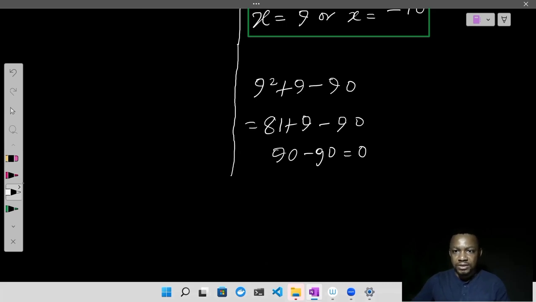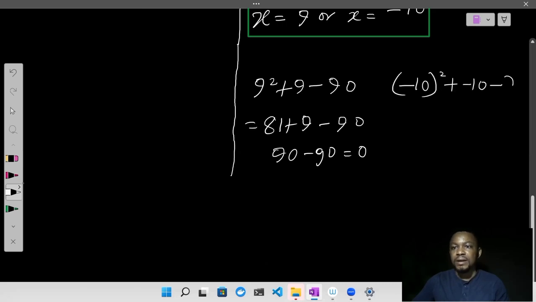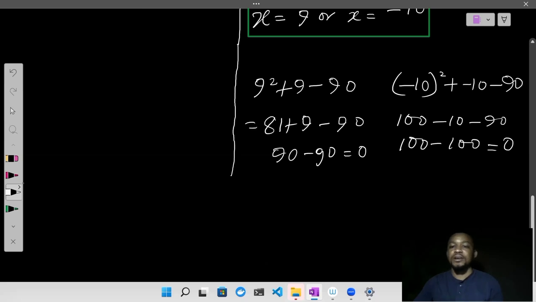So let's test the second root. The second root is minus 10. So we are going to have minus 10 squared plus minus 10 minus 90. Minus 10 squared should give us 100, right? Plus minus 10 is going to give us a minus 10, then minus 90, so minus 10 minus 90 is minus 100. So 100 minus 100 gives us 0 again, which means our two solutions are 9 and minus 10.